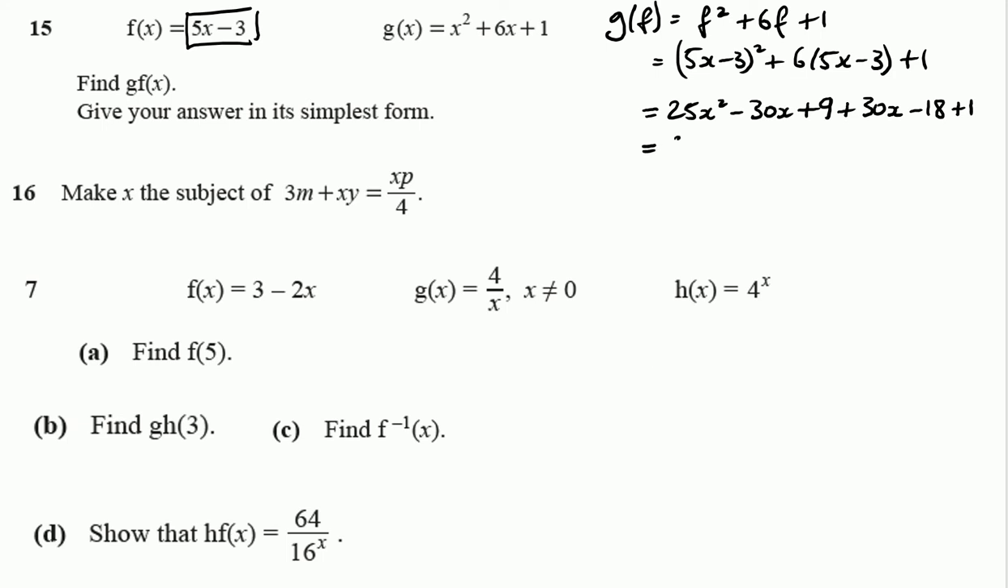This thing is now going to be 25x squared. There's a minus 30x and a plus 30x which cancel out. And 9 minus 18 plus 1 turns out to be minus 8.